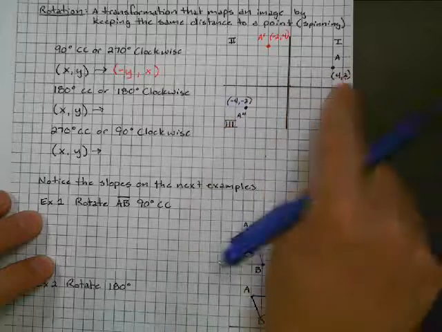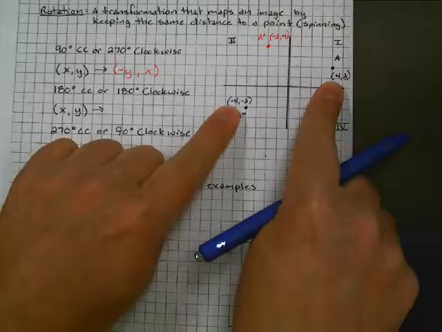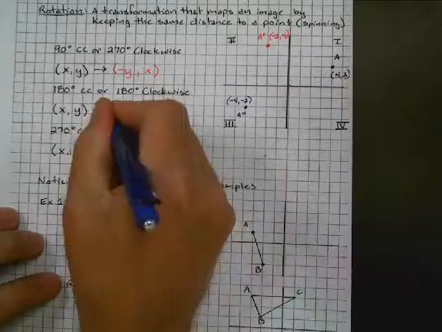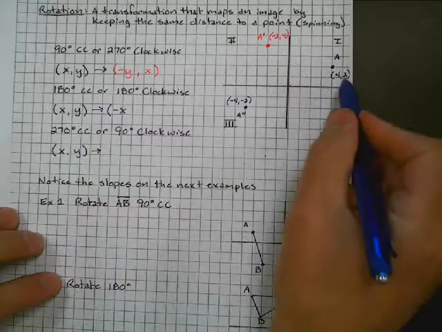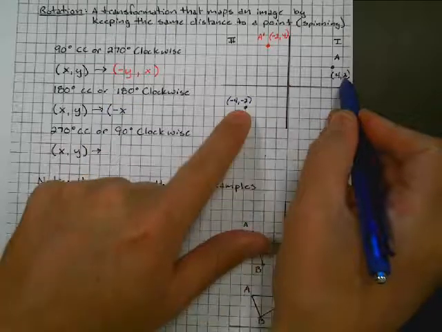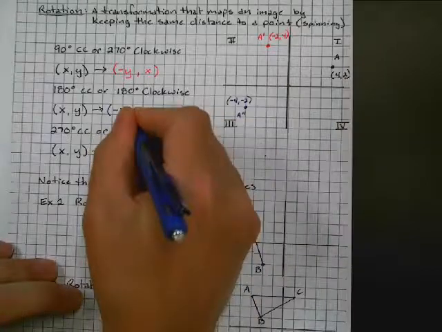Now let's see what happened. My x was 4, my x became negative 4. Ooh, that looks like the x just changed its sign. So negative x. The y started off at 2, and then the y became negative 2. Looks like the y is just changing its sign too.